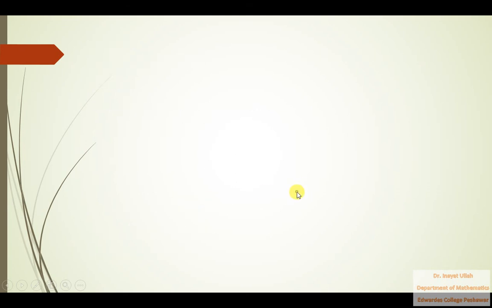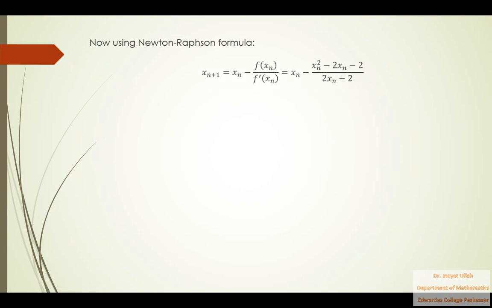Now we need to use the Newton-Raphson formula. The Newton-Raphson formula is this one: xn plus 1 is equal to xn minus f of xn divided by f prime xn. But f of xn is this one, and f prime xn is this one. So xn plus 1 is equal to this whole value. This is xn plus 1. We need to put n is equal to 0 in this equation.